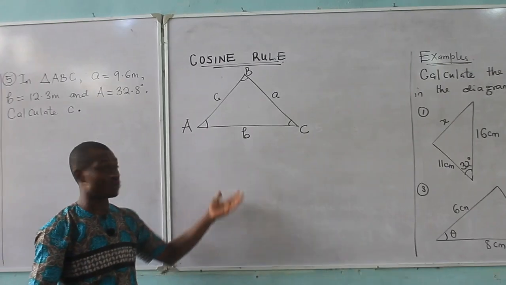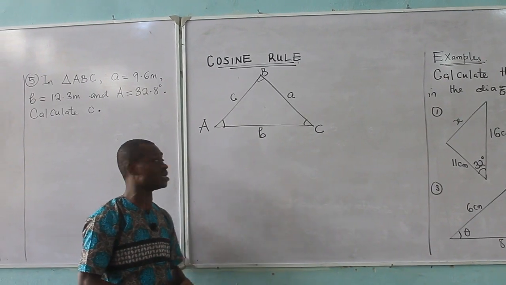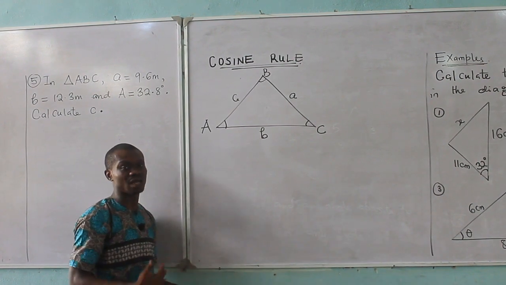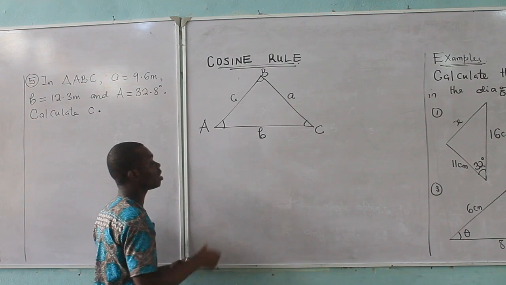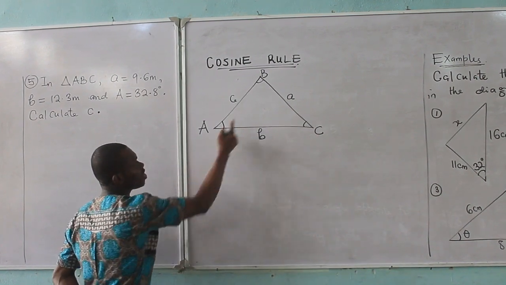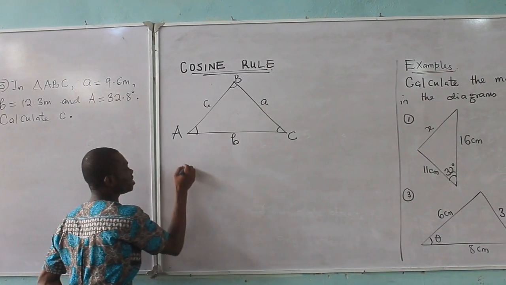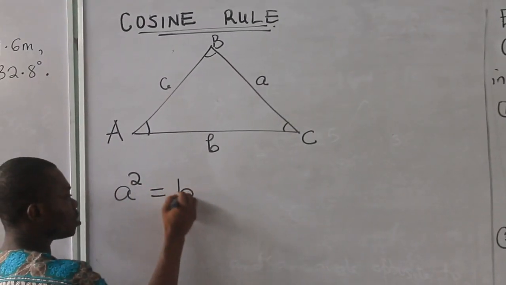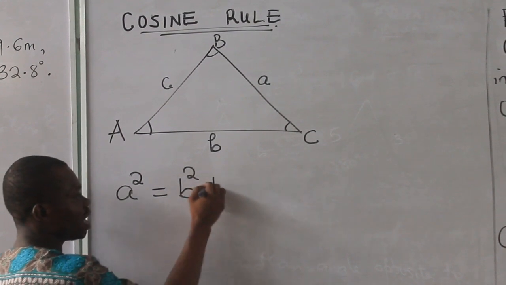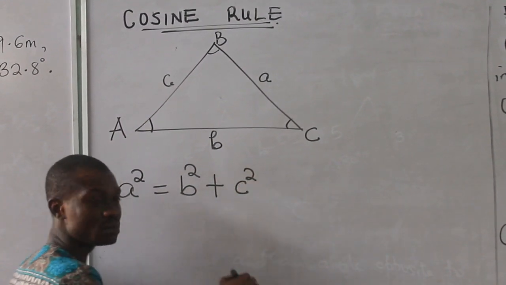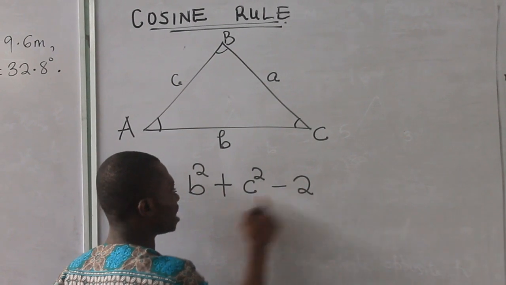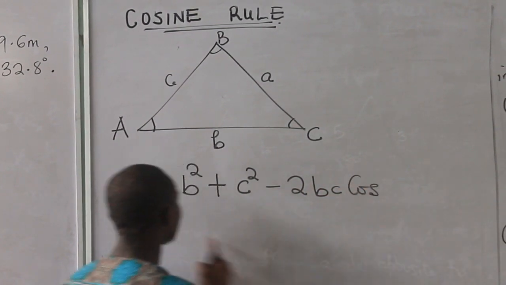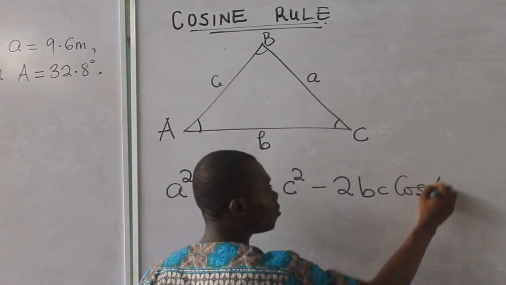In a subsequent video, I'm going to be showing us the proof of the statement. This one also connects the sides and the angles of the triangle. And what does it say? It says that if I pick a particular side, my a, and square it, it is equal to the square of b and that of c, minus 2 times the two of them, which is bc, then times the cos of the angle of this one, which is A.